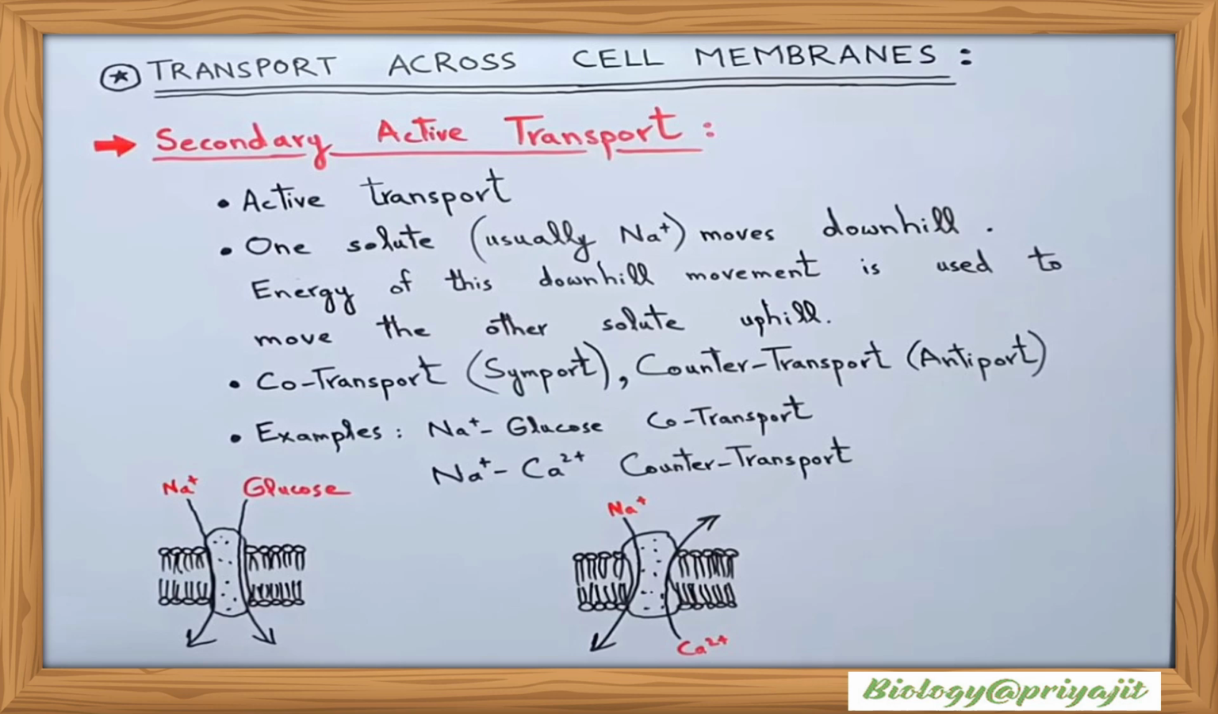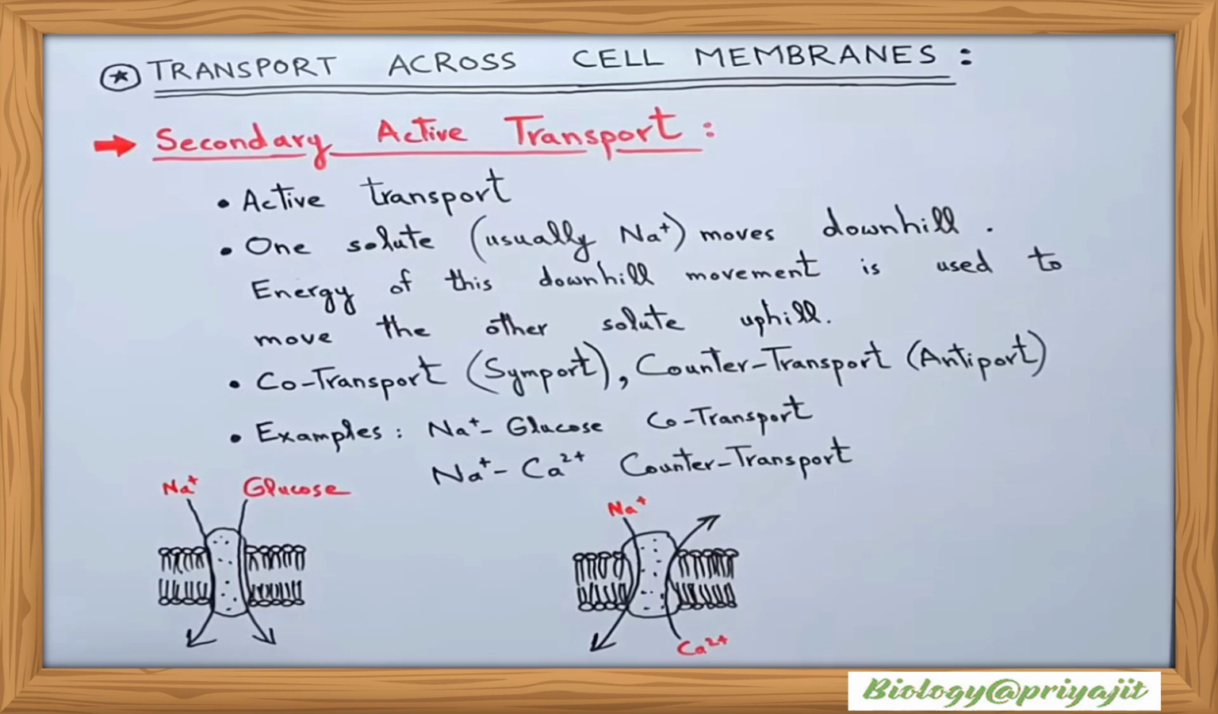Transport across cell membrane. This image shows secondary active transport. It's a process of active transport. Here one solute, usually Na+, moves downhill, and the energy of this downhill movement is used to move the other solute uphill. Co-transport or symport, and counter-transport or antiport.